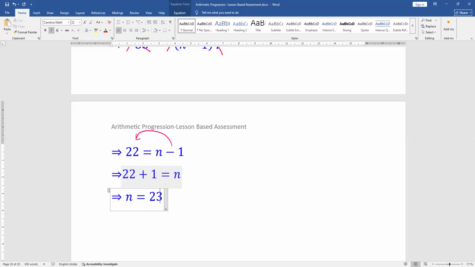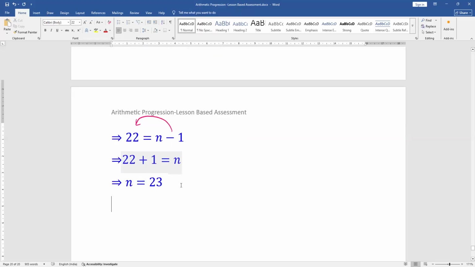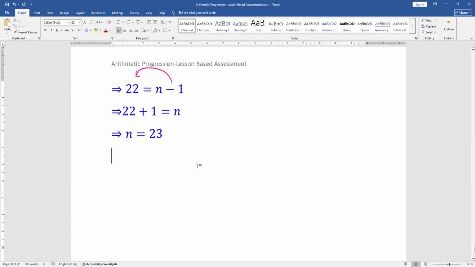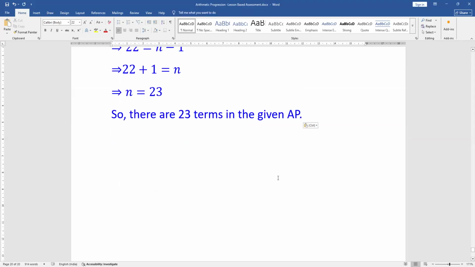We write n equals 23. So I'm going to put a direct step here, just interchanged and write out the final answer. Now we have to write the conclusion. How many terms are there? There are 23 terms.